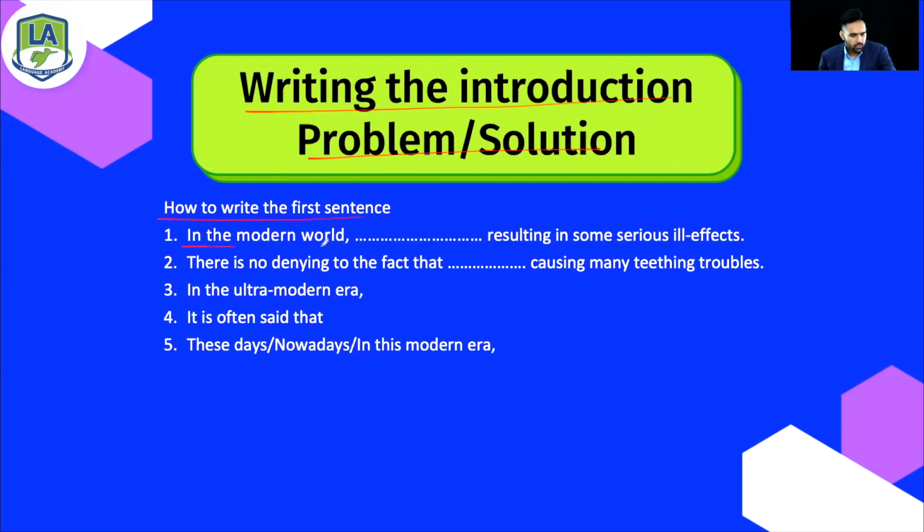In the modern world, internet has changed the way information is passed on from a person to another, resulting in some serious ill effects. There is no denying the fact that internet has completely changed our lives by making it easy to share information, but also causing many teething troubles. In the ultra modern era, internet has created a lot of problems, including this and this. It is often said that these days, or you can use any of these phrases to start your first sentence.